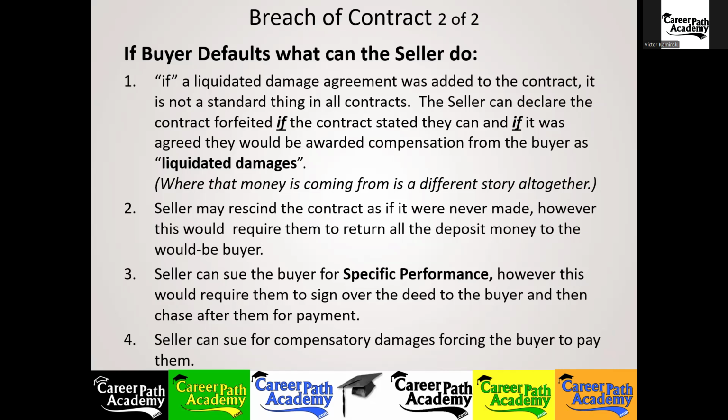The seller can rescind the contract as if it were never made. However, that would require them to return all the deposit monies to that would-be buyer.